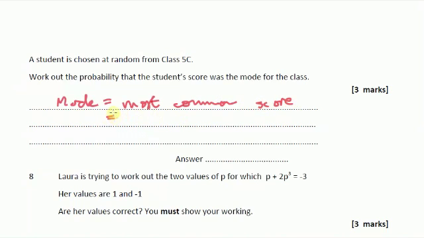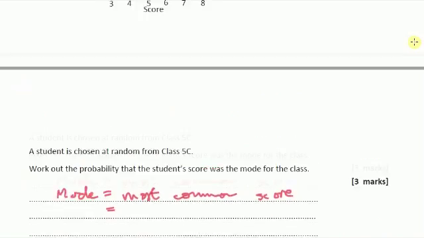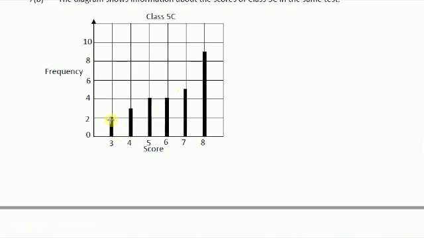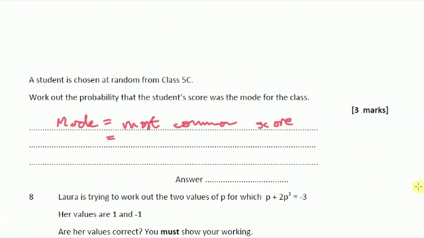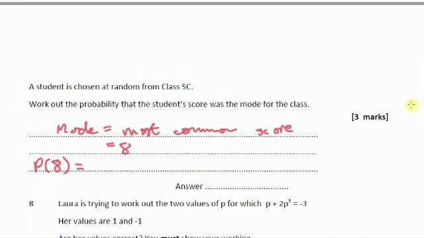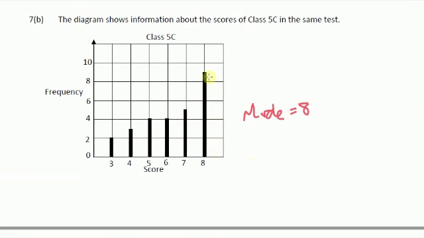So if we look back to the graph of class 5C, the score of 3 was obtained by only 2 students, 4 students got a 6, 5 students got a 7, but 9 students got a score of 8. So 8 is by far the most common score. It's obtained by many students. So the mode is 8. So the probability of getting an 8, how many of them obtained an 8? There were 9 of them. So there's 9 who got the mode.